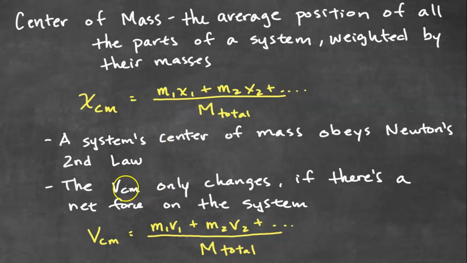The center of mass velocity only changes if there's a net force on the system. Here's the equation for the velocity of the center of mass, and you'll see that it looks very similar to the equation above. This one is not in the equation sheet, but I just wanted to show you how similar it is to the other equation.